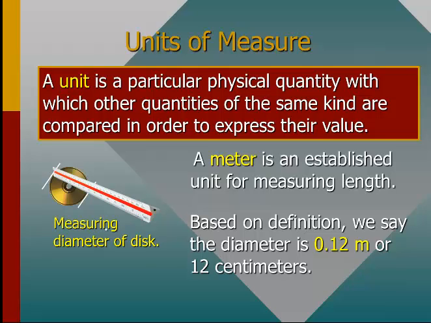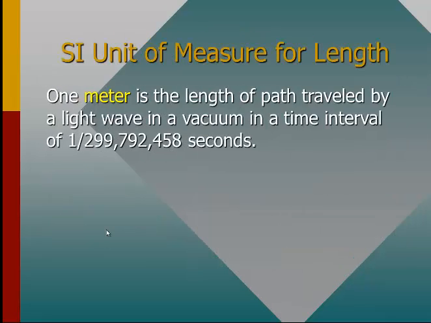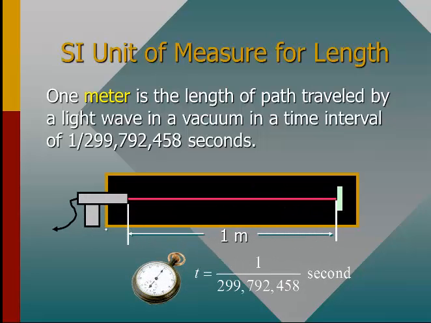Now, the units that we have chosen, we want them to be defined in such a way that everybody can access them. So take a look at the definition of the meter. It's defined as how far light travels in a certain period of time, an extremely small period of time.